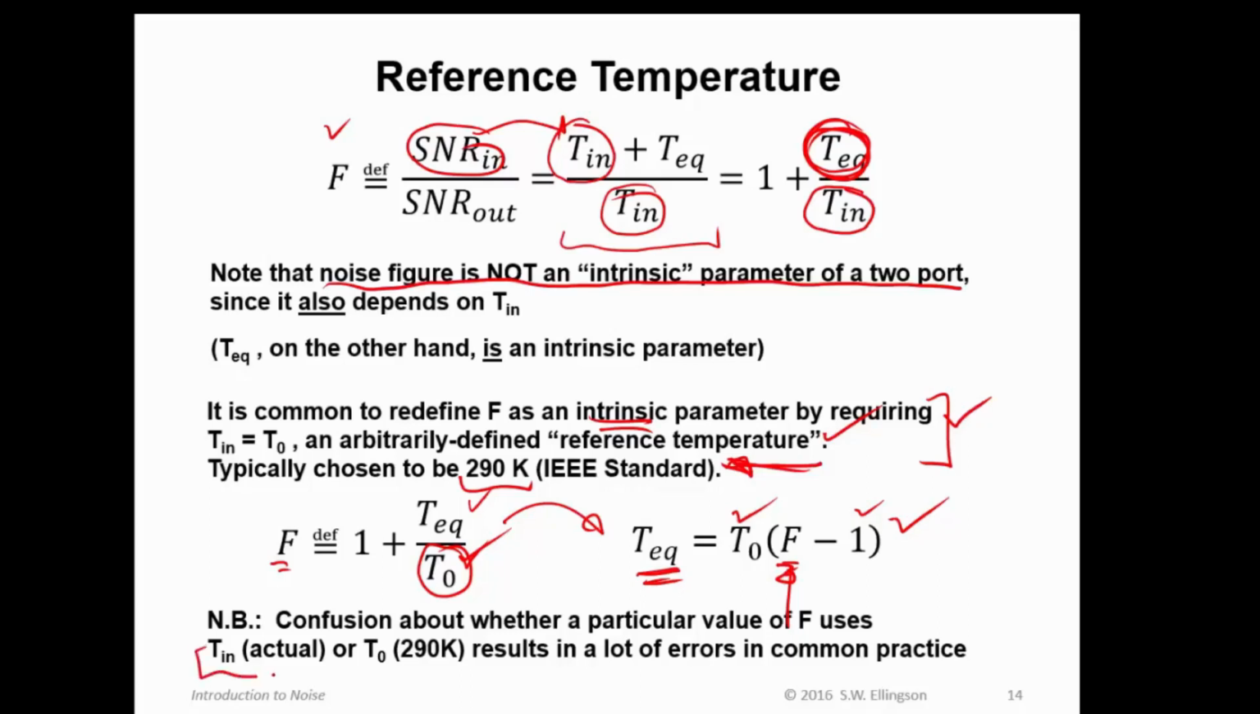I finally note here that confusion about whether a particular value of noise factor or noise figure uses the actual input noise temperature or this reference temperature of 290 K results in a lot of errors in common practice. Usually those errors are quite small. Every once in a while those errors become significant, so you should be careful that you're not making this mistake.